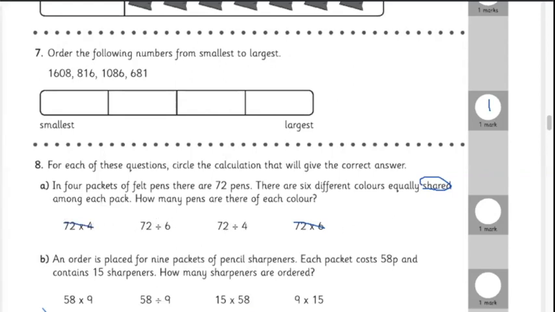Right, Leo, I'm going to mute you now. Thank you very much. So there are 6 different colors equally shared. So who am I going to ask? Victoria. So Victoria, there are 6 different colors equally shared. So what are we dividing 72 by? 6. 6. You are correct. 6 is the correct answer. So you should have circled 72 divided by 6. If you have, give yourself the mark.